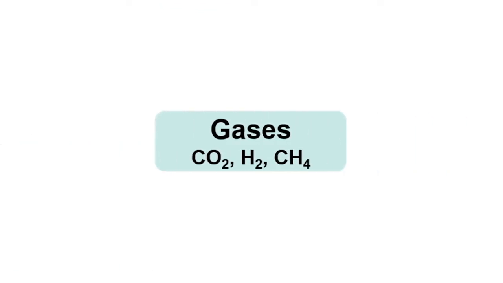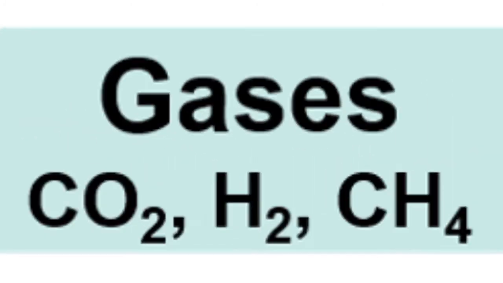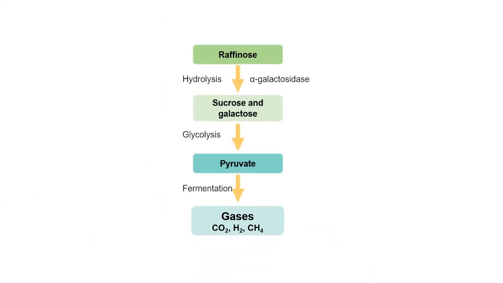A number of gases, such as carbon dioxide, hydrogen gas, and methane, are also generated in the process of fermentation. Therefore, consuming foods high in raffinose, like beans and broccoli, may result in the accumulation of intestinal gases as a result of fermentation by the gut microbiome.